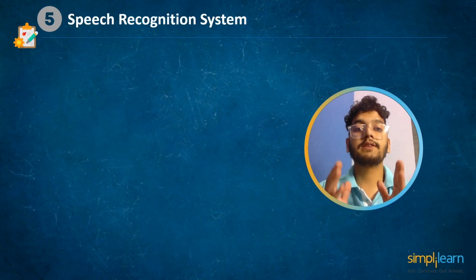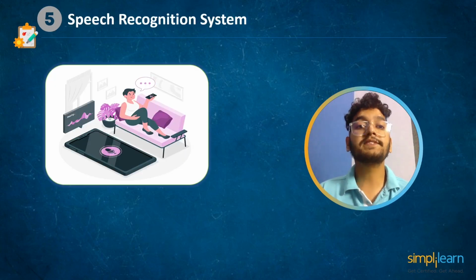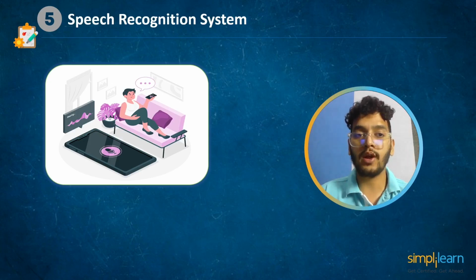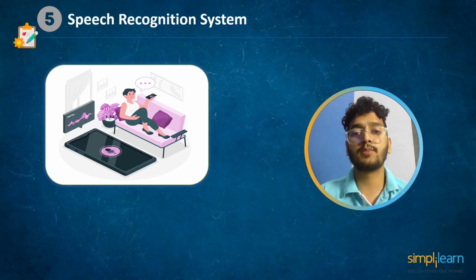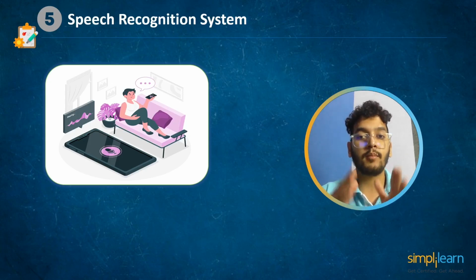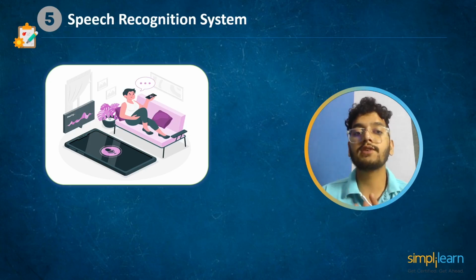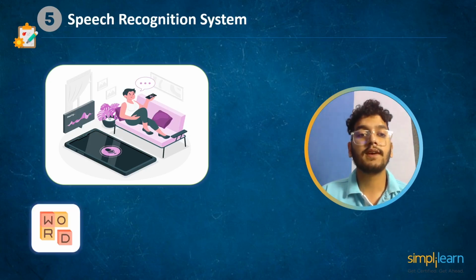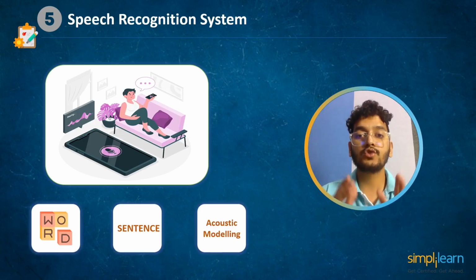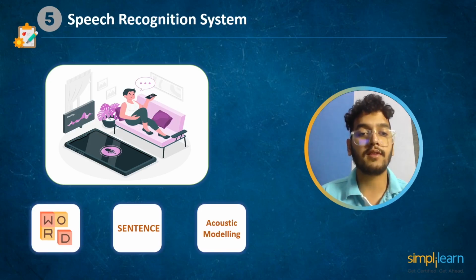At number 5, we have speech recognition system. Speech recognition, often known as speech to text, is the capacity of a machine or program to recognize and transfer words spoken aloud into readable text. ML speech recognition uses algorithms that model speech in terms of both language and sound to extract the more important parts of the speech, such as words and sentences, and acoustic modeling is used to identify the phonemes and the phonetics in the speech.